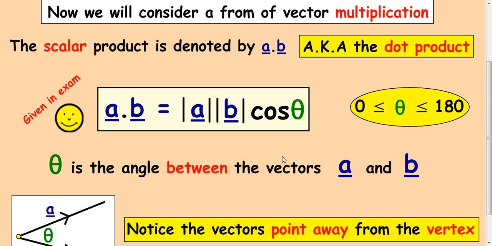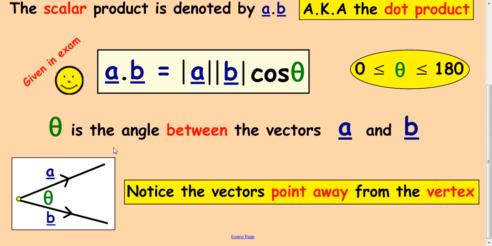Now let's have a look at the ray diagram here. So theta is the angle between the two vectors a and b, and the vectors have to be set up a certain way for this to work and operate like this. Now the formula is given in the exam, in a formula sheet, so you don't have to memorise it, although it is quite easy to memorise.